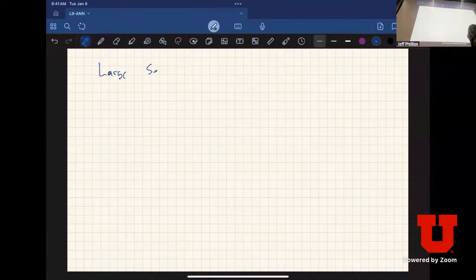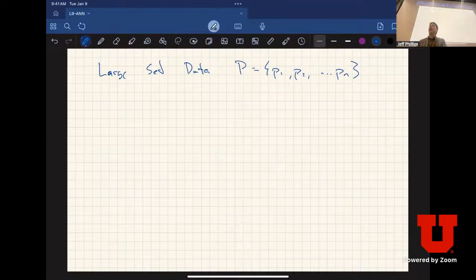large set of data P. You should think of this as P1, P2, Pn, and this will be some generic type of data. I'm not specifying what this is yet. This could be high dimensional vectors, as we motivated in the last lecture. They could each, little p_i, be a set, where we might model with Jaccard distance or one of these other distances.